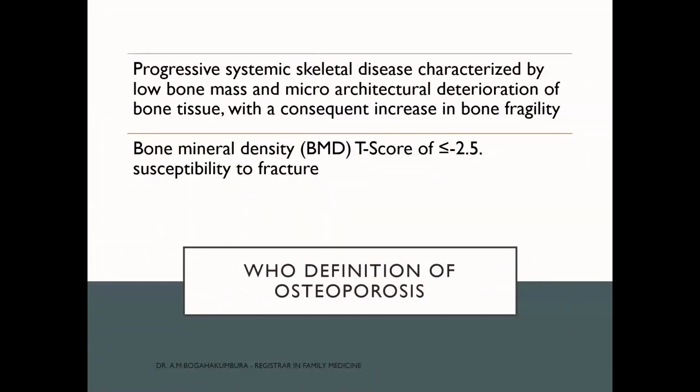This is the WHO definition of osteoporosis. It is a progressive systemic skeletal disease characterized by low bone mass and microarchitectural deterioration of bone tissue, with a consequent increase in bone fragility. We can't measure the bone mass clinically, so we use the bone mineral density from the bone scan, the T-score. If it is less than minus 2.5, it is very susceptible to fracture.